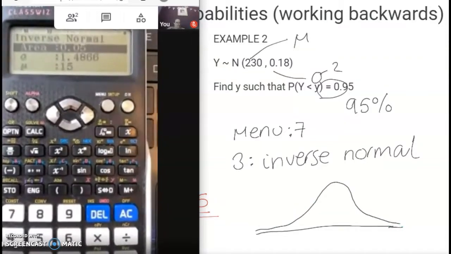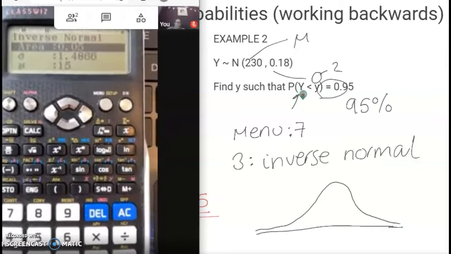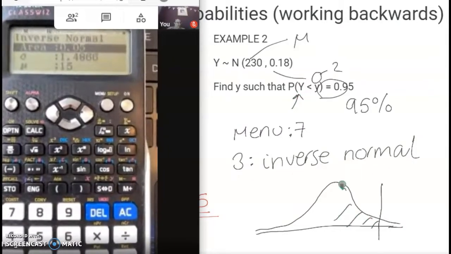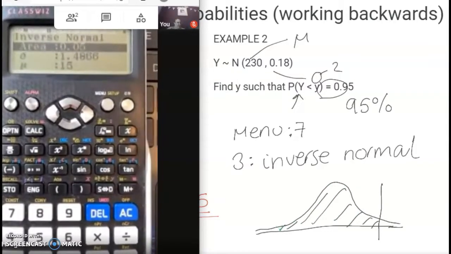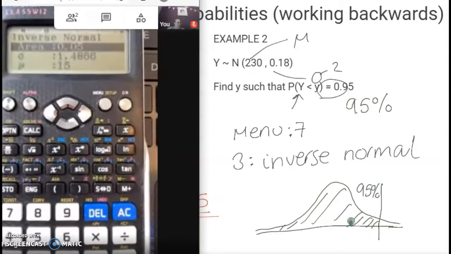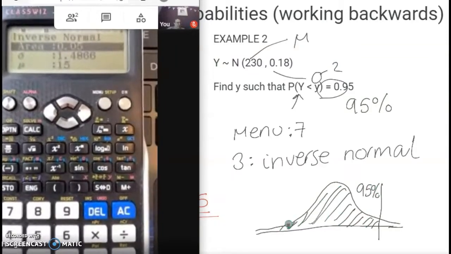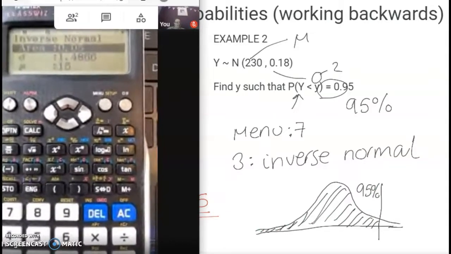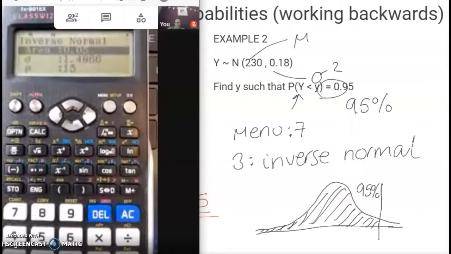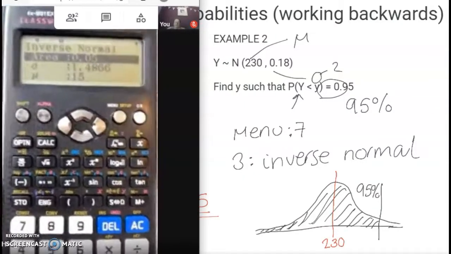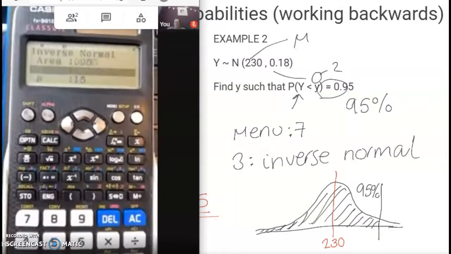95%. Now it's still less than, so that means if I draw my line up there, 95% of the data is down there. So that's 95% of all that data is to the left hand side. It's less than my line. And my mean in the centre here this time is 230. So the area I want for this question is 0.95.